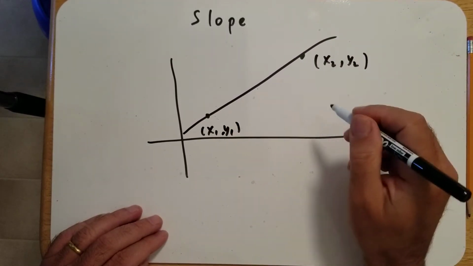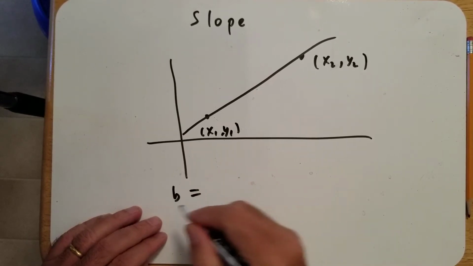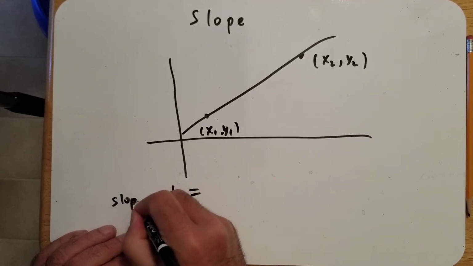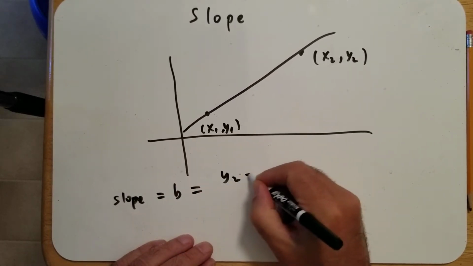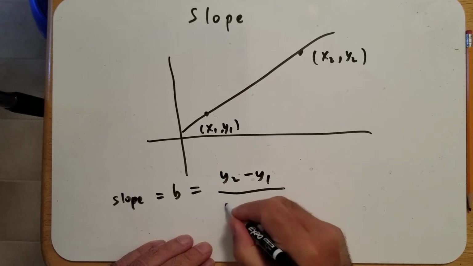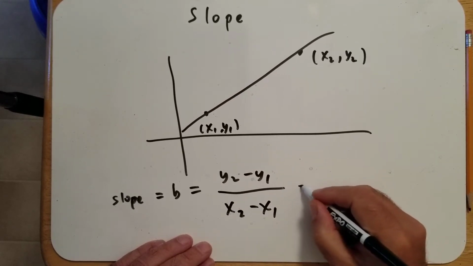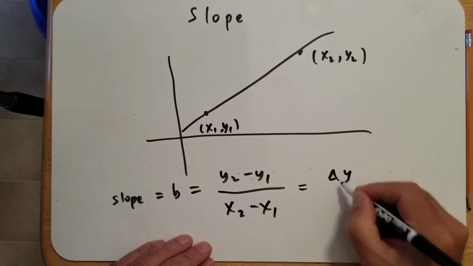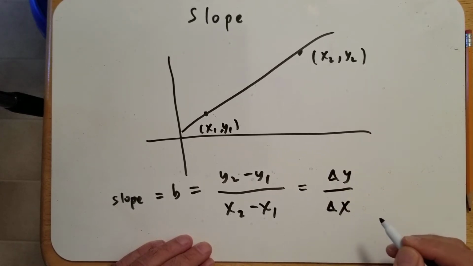The slope of this line, which in this book they use the letter B for slope, is equal to the difference in the y values, y2 minus y1 over x2 minus x1. Sometimes they'll write that as the change in y, that's delta y, divided by change in x.